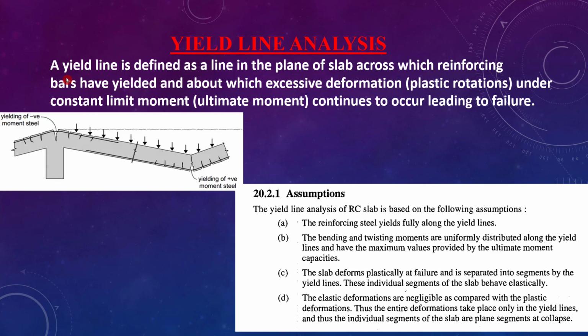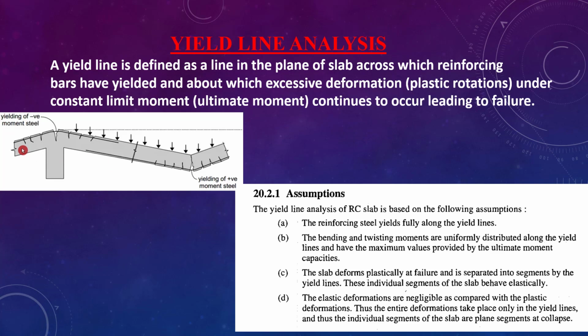Similar to that, a yield line is defined as a line in the plane of a slab across which the reinforcing bars have yielded and about which the excessive deformation, plastic rotations under the constant limit moment, sorry, ultimate moment, continues to occur leading to the failure. So the explanation is not a simple explanation for a beginner. This figure will tell you clearly.